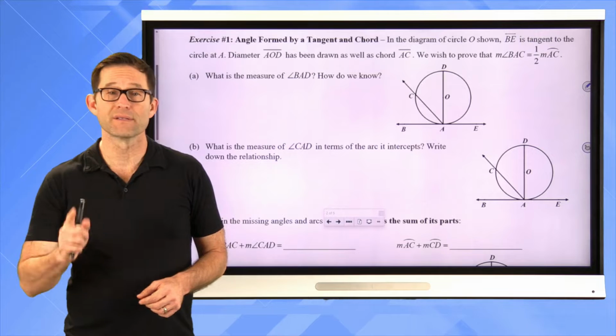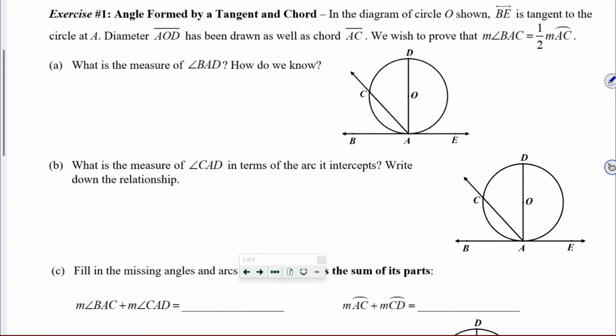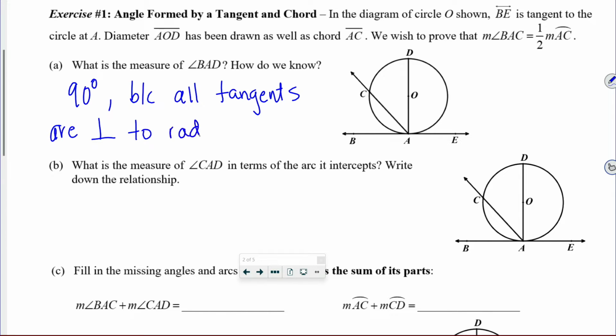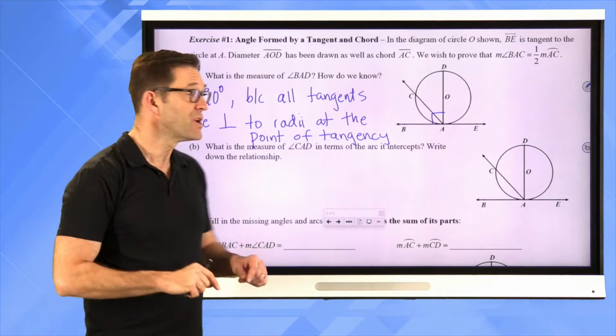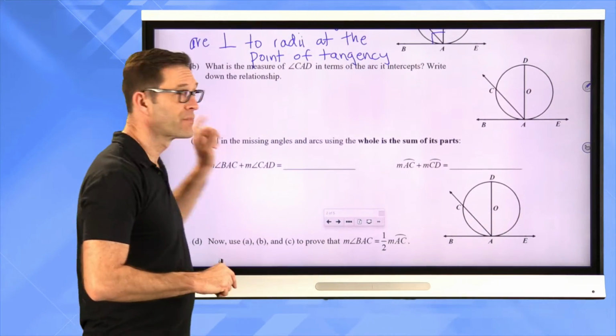Well, the measure of angle BAD is going to be 90 degrees, and that's because all tangents are perpendicular to radii at the point of tangency. So I know going into this proof that that is a 90-degree angle, and that's going to be part of it.